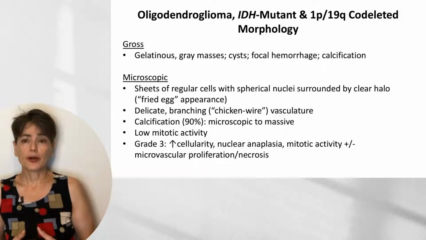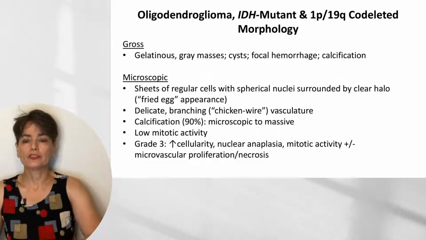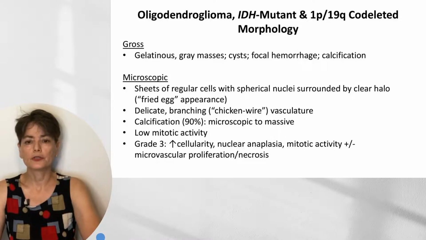There will be a delicate branching or chicken wire vasculature, and about 90% of cases have calcification. Mitotic activity is low, though it will be increased in our grade 3 tumors, which will also have increased cellularity, increased nuclear anaplasia, and may or may not have some microvascular proliferation and necrosis.